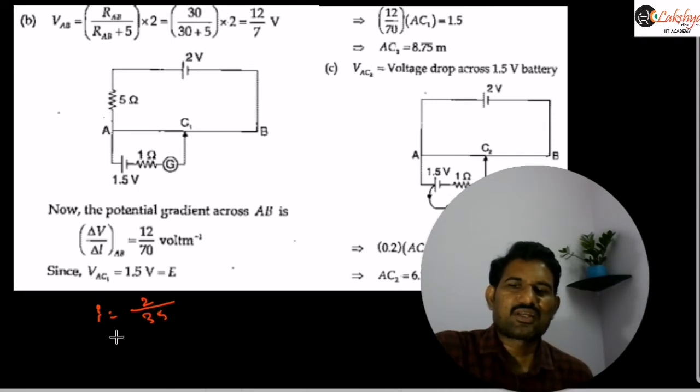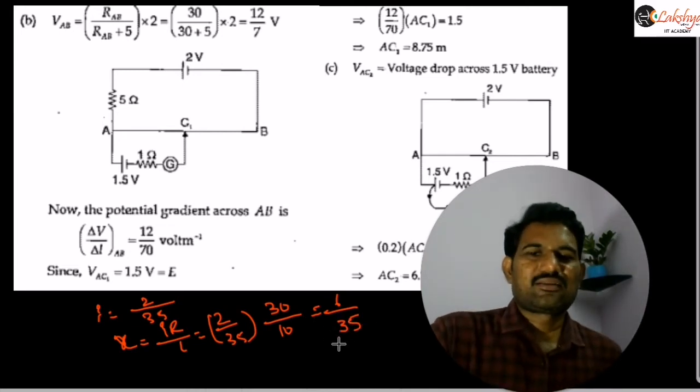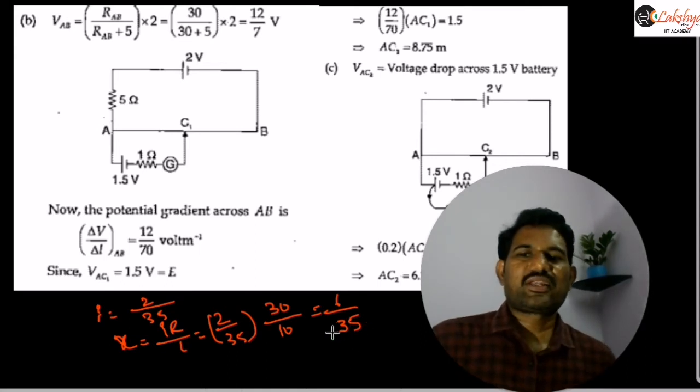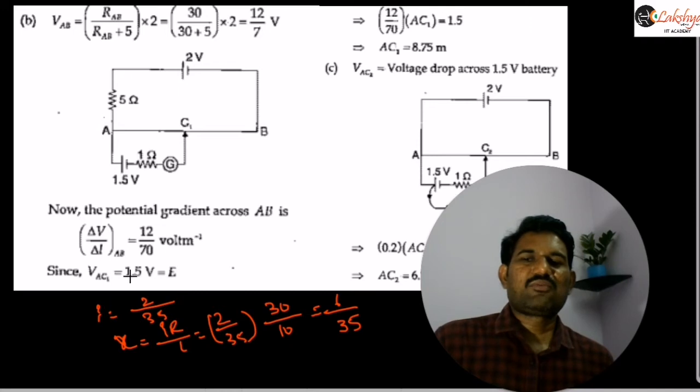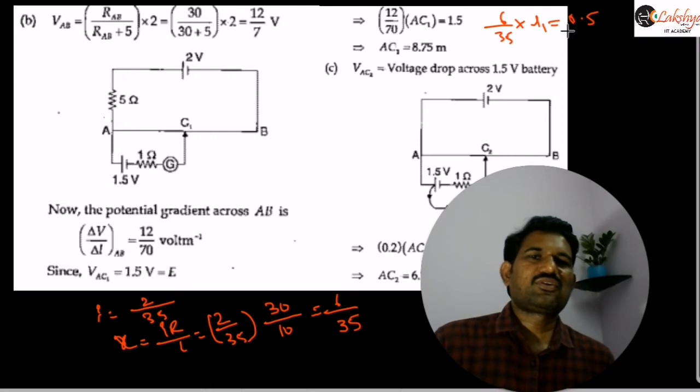Therefore the potential gradient x we can write as I into R by L. That is 2 by 35 into resistance 30 and length 10, so you get 6 by 35. That is the potential gradient. Then for the EMF of the cell, we write the balancing length as potential gradient into L1: 6 by 35 into L1 is equal to 1.5. From this we calculate the L1 value.